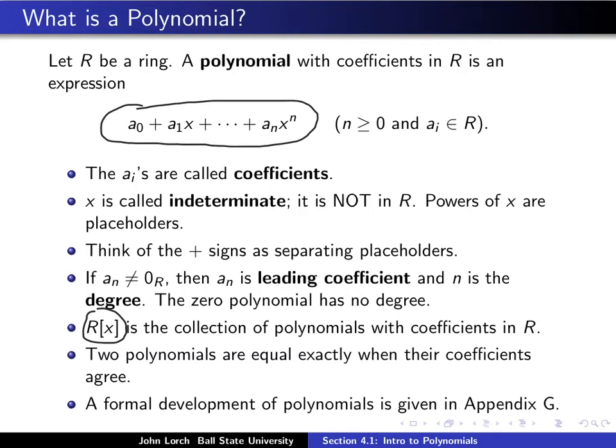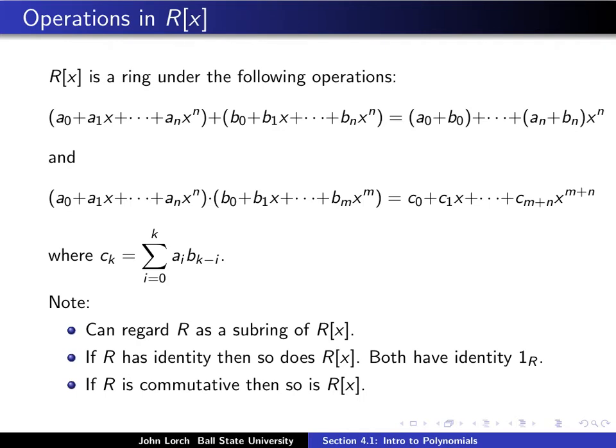Now, even with all of this, what I've told you about the definition of polynomials is not a complete story. There's a formal definition of polynomials that's given in Appendix G of our textbook. And if you're interested, you can look back there and see all about that. Lately, we've been doing a lot of talking about rings, and this collection of polynomials with coefficients in the ring R is itself a ring under the following operations.